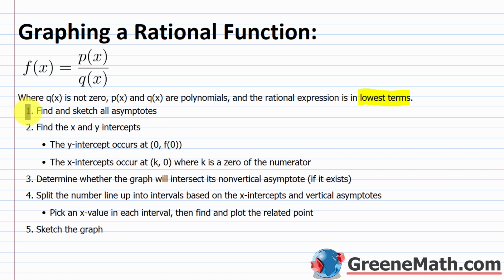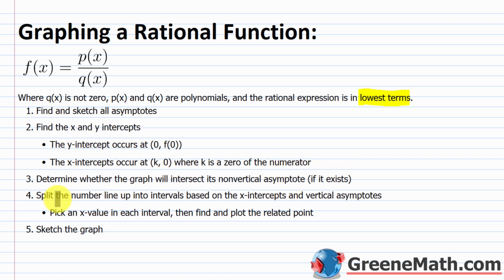So the first thing you'd want to do is find and sketch all asymptotes. The second thing is to find the x and y intercepts. So we know the y-intercept occurs at 0, f of 0. Then the x-intercepts occur at k, 0, where k is the 0 of the numerator. The third thing here is to determine whether the graph will intersect its non-vertical asymptote, so that's if it exists.